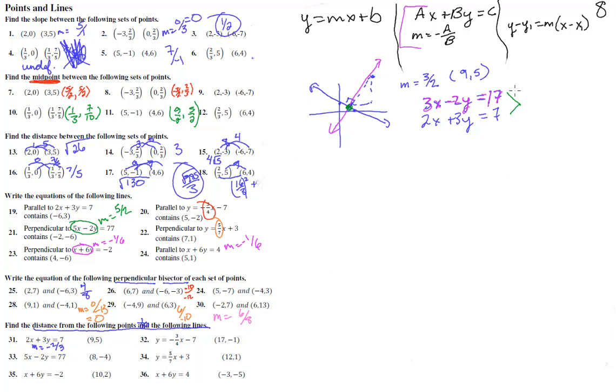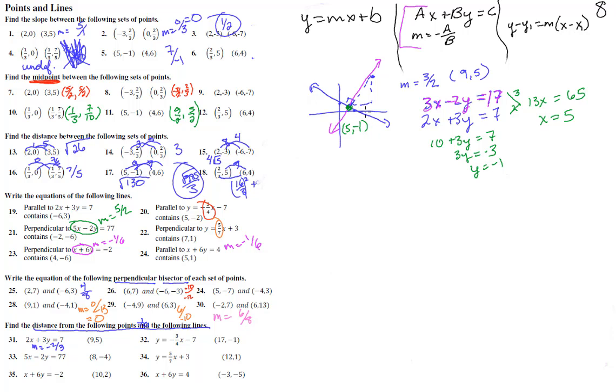We can multiply the top one by 3 and the bottom one by 2. So we get 9x plus 4x is 13x. Negative 6y and 6y are gone. 51 plus 14 is 65. So x equals 5. If x equals 5, we stick this in. 2 times 5 is 10 plus 3y equals 7. Subtract the 10 and we get 3y equals negative 3, y equals negative 1.